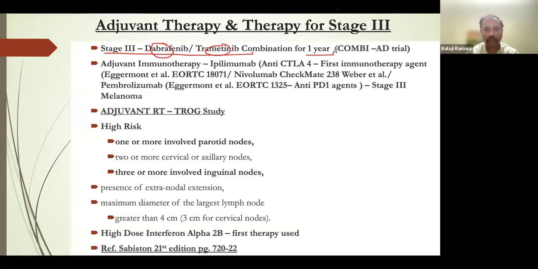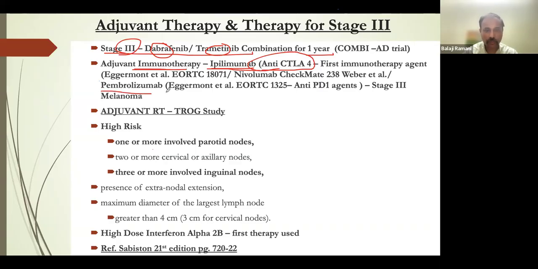That is one category which is used for your stage 3. And adjuvant immunotherapy has now come in, based on ipilimumab. Now, this ipilimumab, anti-CTLA4, has come up multiple times in the exams. I'm sure it is an easy sitter for all of you. So anti-CTLA4 antibody, the drug is known as ipilimumab. That is an adjuvant immunotherapy agent, one of the first immunotherapy agents to come into practice here.